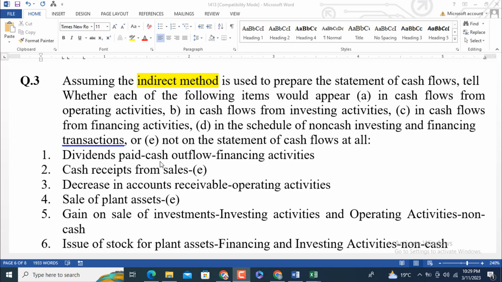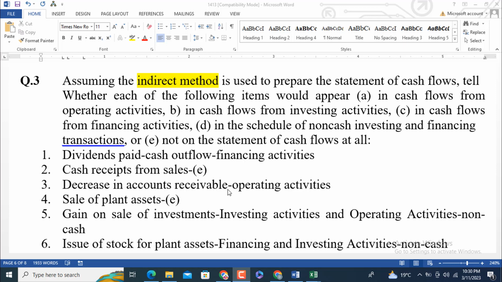So dividend paid, cash outflow, financing activities. I am going to give you the reason: issue of common stock is a part of financing activities, and we are going to pay dividend against that issued share or outstanding share. So as a link, this will be part of the financing activities. Now statement 2 is here, cash receipts from sales. As we are dealing with the preparation of cash flow statement under the indirect method, sales will not be part of the statement of cash flow at all under this method.